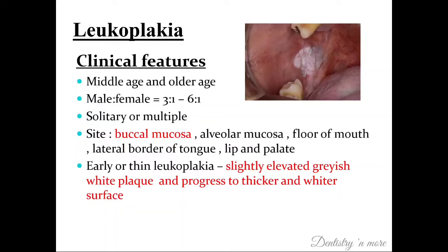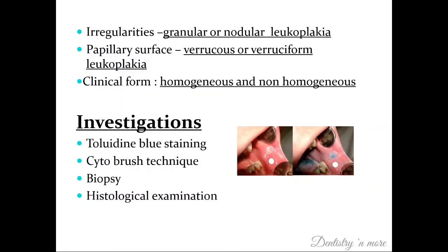And then followed by, if you answer these questions, when asked about leukoplakia, definitely you should say that it is a white plaque lesion, and then it progresses to thicker and whiter surfaces. Then sometimes there are certain types of leukoplakia, that is a nodular type, and then you have a verrucous kind of leukoplakia. And there are two major types of clinical forms that you see, a homogeneous as well as a non-homogeneous leukoplakia. So you have to specify in each type itself what are the features that you see.